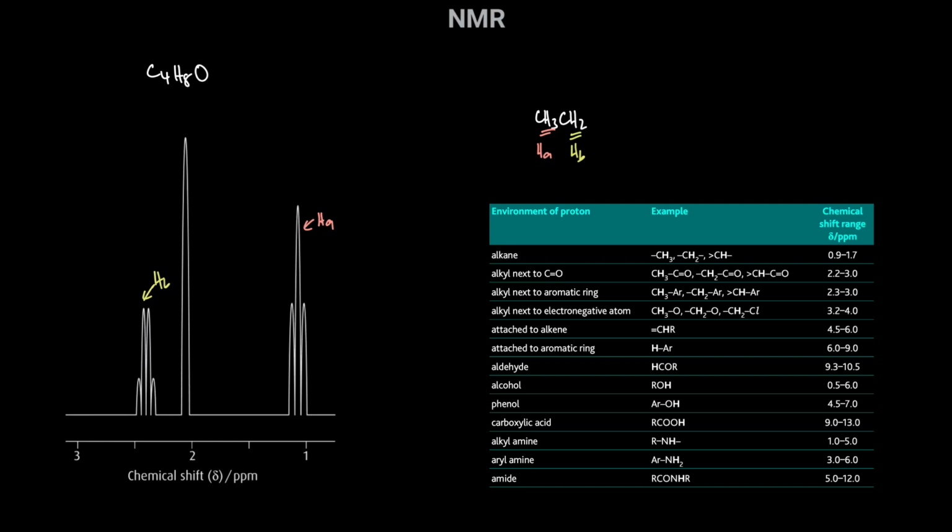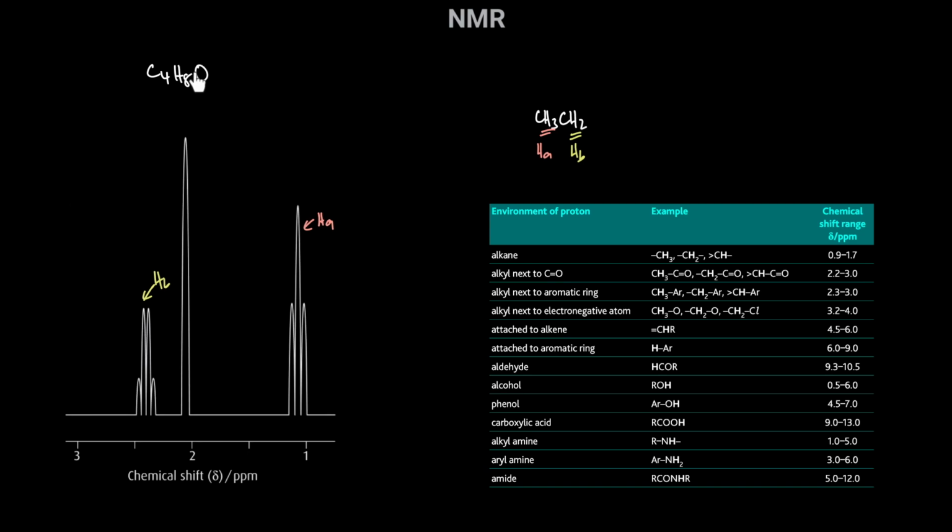Okay, so we can also look at the shift here. The CH3, that's HA, shifts in the range 0.9 to 1.7 parts per million. So that's just an alkane proton, whereas CH2 shifts in the range 2.2 to 3 parts per million, roughly 2.4 parts per million. So this guy must be next to a C double bond O. That's the only oxygen containing group that would cause a shift of 2.2 to 3 parts per million.